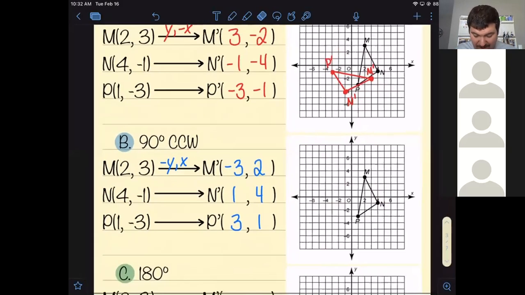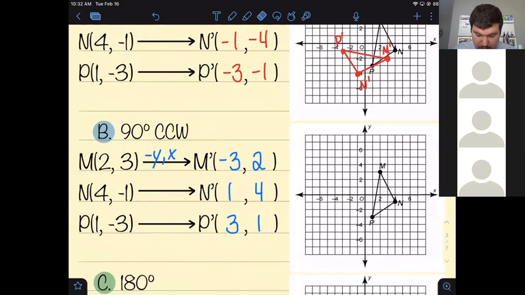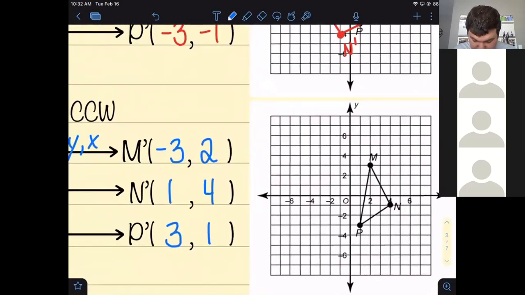That's what we did. So now I can graph it without guessing where it's going to go. The new m prime coordinate is going to be at -3, 2. It's going to be right there. The new n prime coordinate is going to be at 1, 4. And the new p prime coordinate is going to be at 3, 1. It was down there in quadrant 4, so it's going to shift up to quadrant 1. Okay, so that's what that triangle is going to look like now.